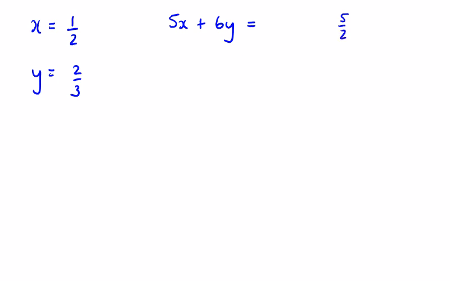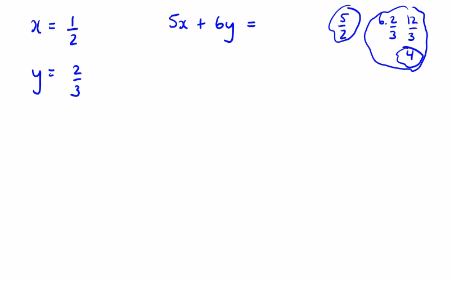5 halves, just 5 over 2, and 6y is 6 times 2 over 3. So that's 12 over 3, which is 4. So just a little bit of rough work over here. So I have 5 over 2 and 4. So 2.5 and 4 is 6.5. So 6.5 or 13 over 2.